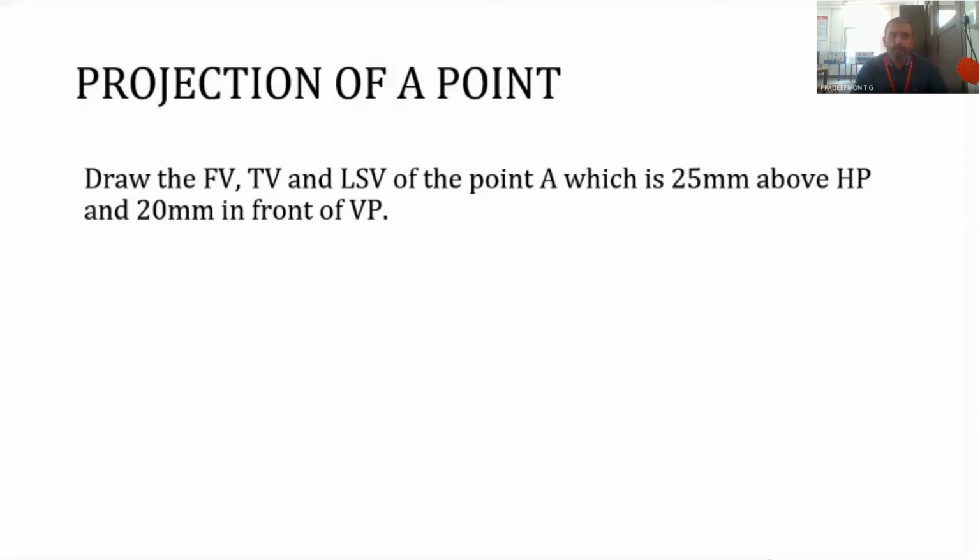Draw the front view, top view, and the left side view of the point A, which is 25 millimeter above HP and 20 millimeter in front of VP. So here also we can see it in three-dimensional representation, how it is represented. This particular point can be represented in 3 dimensions and how it can be converted to 2 dimensions.